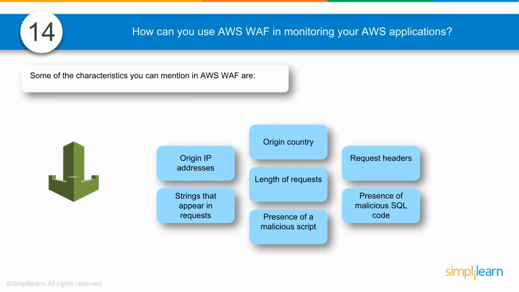And some of the characteristics we can mention in AWS WAF are the origin IPs and the strings that appear in the request. We can allow or block based on origin IP, and based on strings that appear in the request. We can allow, block or count based on the origin country and length of the request. We can block and count the presence of malicious scripts in a connection. We can count the request headers, or allow or block a certain request header, and we can count the presence of malicious SQL code in a connection that wants to reach our application.